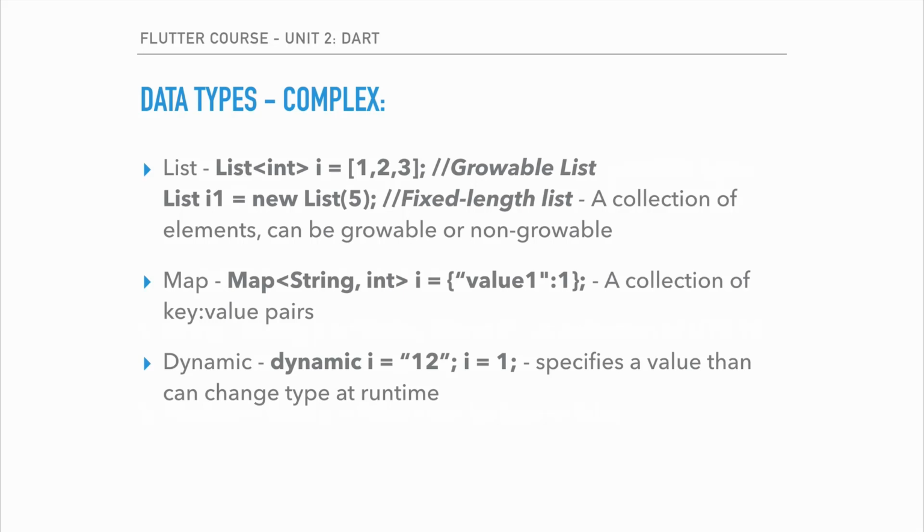So you can see here that if we were to have string I equals and then in quotes 12, right, we wouldn't be able to change it to 1. It would give us an error. But since it's a dynamic, we can actually change it to 1. And so that itself is the whole idea of a dynamic in Dart. Okay, so those are all the data types.